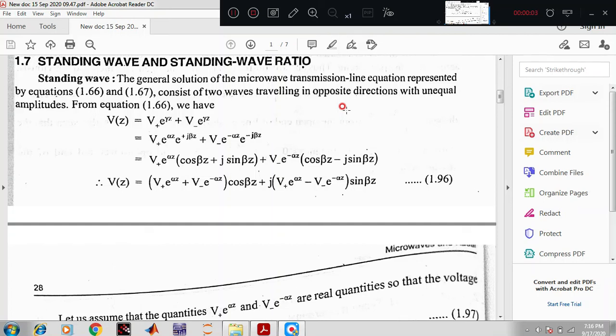Today I will be discussing the concept called the standing wave and standing wave ratio. Dear student friends, in the previous classes we have already studied the microwave transmission line equations and also the solution for those transmission line equations.